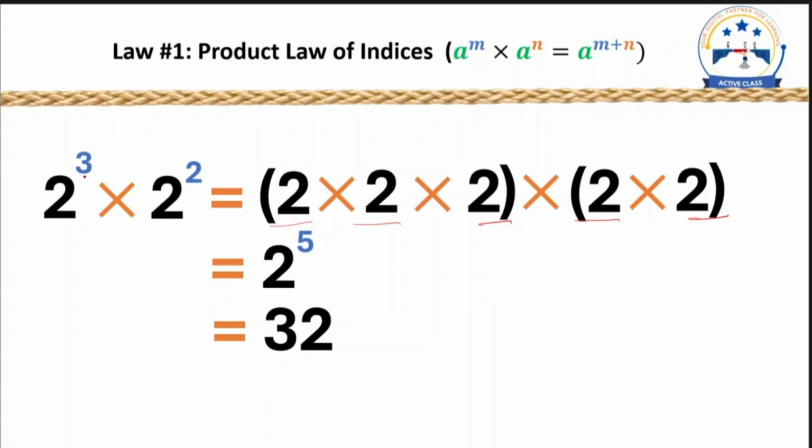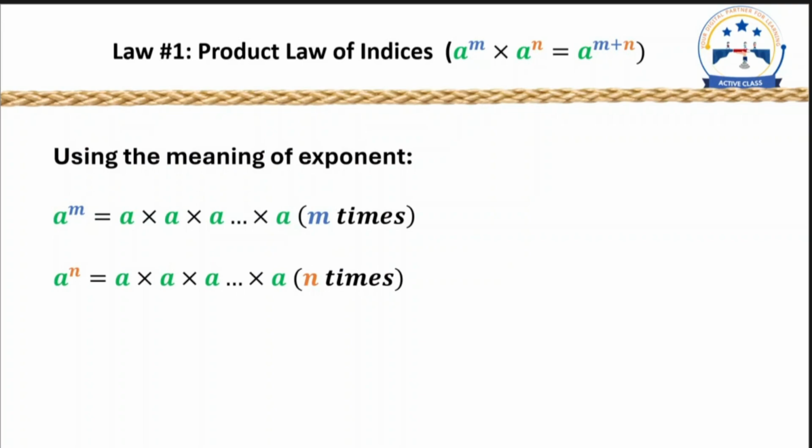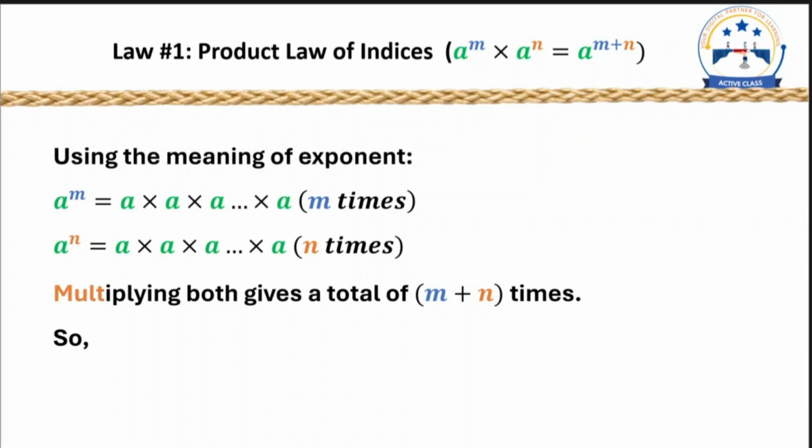See, we had 2 power 3 and 2 power 2, and if we multiply them following the general rule of indices, then we get 2 power 5. Means if we add these two powers, we get power 5, right? We have written a single base, but we added the powers. Using the meaning of exponents, a power m means we multiply a m times, and a power n means we multiply a n times. Multiplying both gives a total of m plus n times.